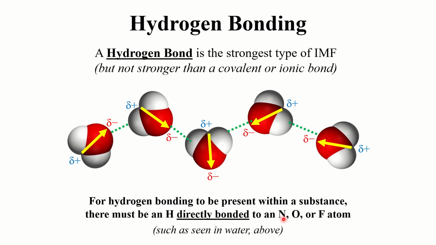Right? If you have some sort of molecule where you have 2 or 3 carbon atoms, and you've got hydrogens attached to the carbon, and maybe you've got an oxygen double bonded to a carbon, but that oxygen doesn't have a hydrogen on it, no hydrogen bonding possible. The hydrogen has to be directly bonded to one of those 3 atoms, and these 3 only.